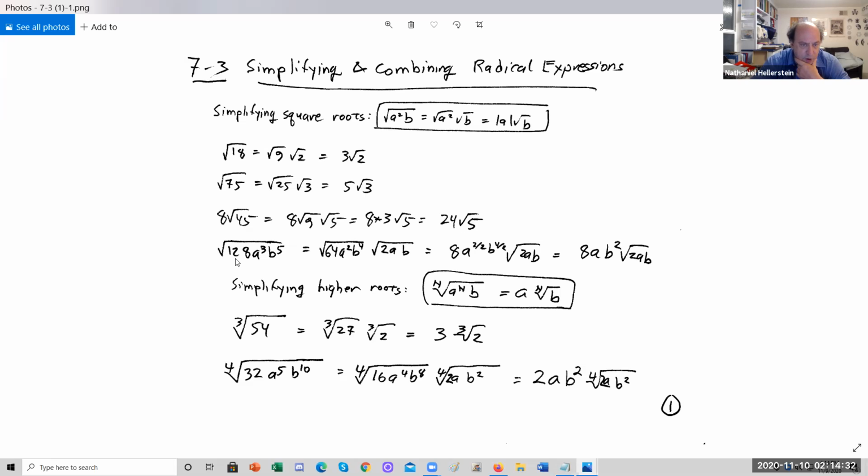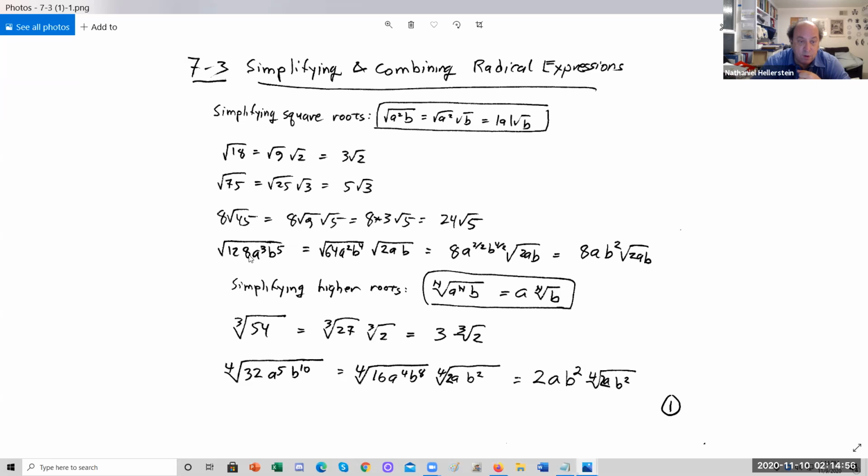Now here we have root 128, a to the third, b to the fifth. Now I want to find the largest square factors of 128, a to the third, b to the fifth. Now 128 is 2, 4, 8, 16, 32, 64, 128. 2 to the seventh power. So that's one factor of 2 too many. The previous one is 64, so 64 times 2.